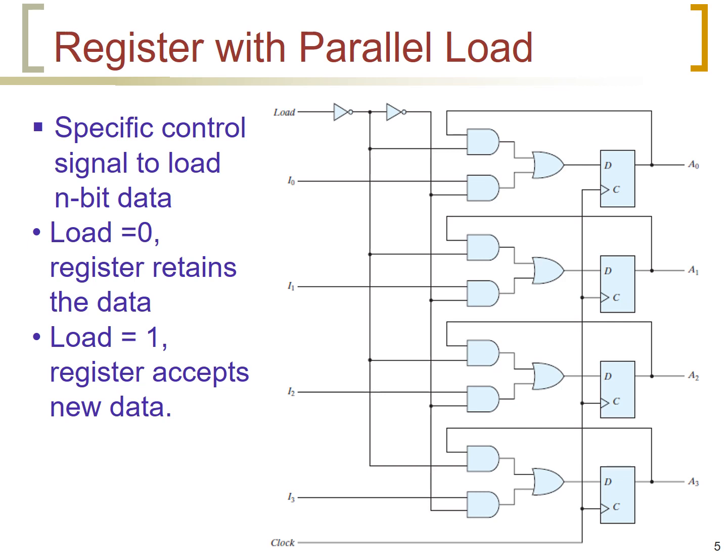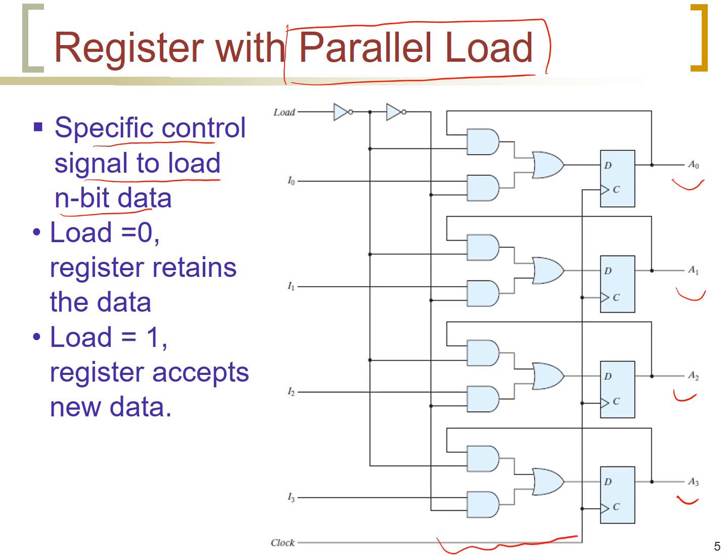Now we look at another register which has an additional input. It is a specific control signal that we can use to load or not load the register. We call it a register with parallel load. Let us see how it functions. Same thing, the diagram has 4 flip-flops, A0, A1, A2, and A3, and we have combinational circuits at the inputs of the flip-flops, as we see here on the left-hand side.